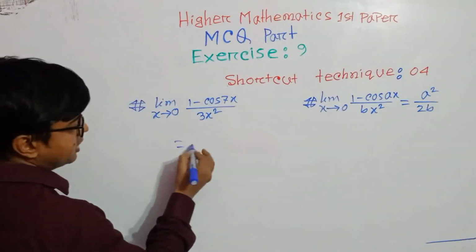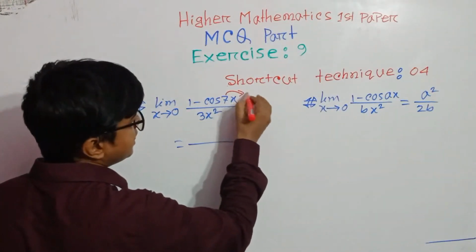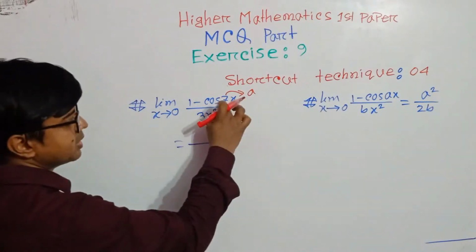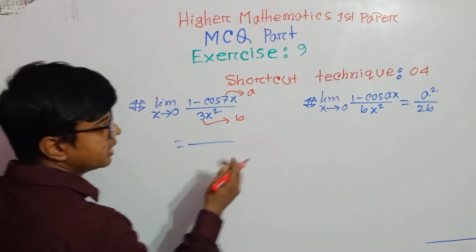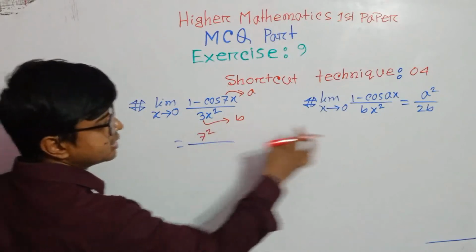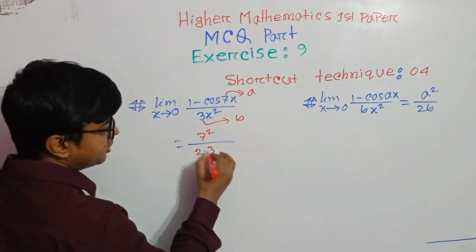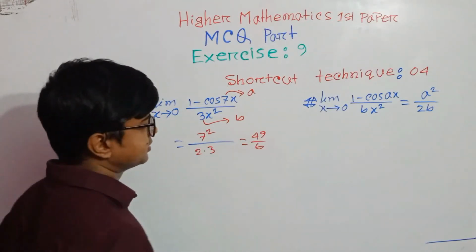So our answer will be, look at this. Suppose here 7 is A and 3 is B. So our answer will be A square, A square means 7 square, and 2B, 2B means 2 into 3. So our answer will be 49 by 6.